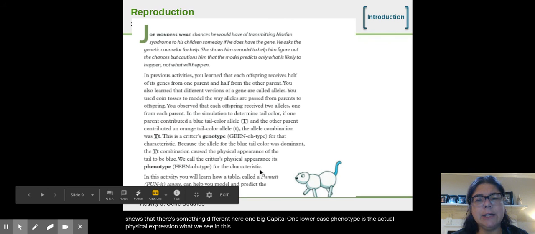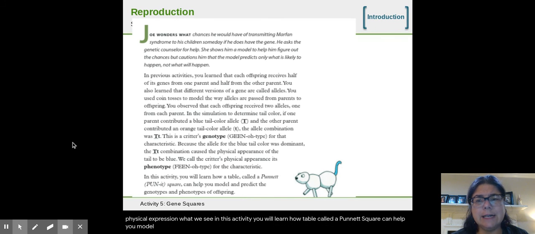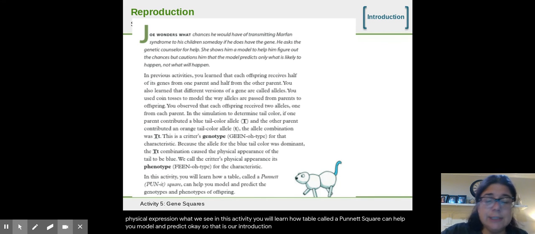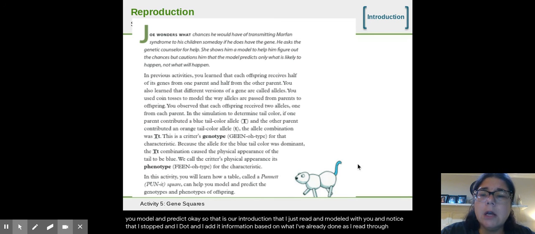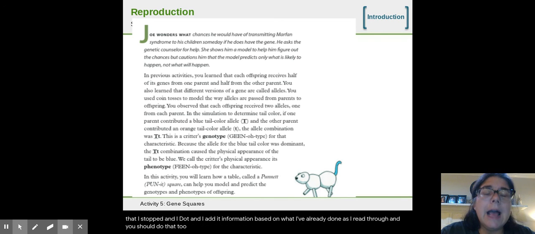In this activity, you will learn how a table called a Punnett square can help you model and predict the genotypes and phenotypes of offspring. Okay, so that is our introduction that I just read and modeled with you. And notice that I stopped and I thought and I added information based on what I've already done as I read through. And you should do that too. As you're reading, if you can bring in information from previous activities, do so.